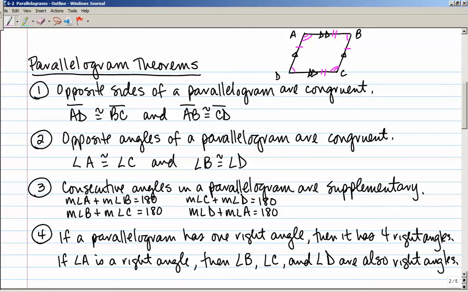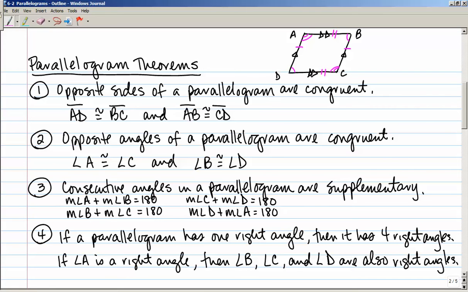Theorem number 3, consecutive angles in a parallelogram are supplementary. In other words, angles that are next to each other. So angle A and angle B are supplementary. They add up to 180. Angles B and C are supplementary. They add up to 180. Angles C and D are supplementary. They add up to 180. And angles A and D are supplementary.